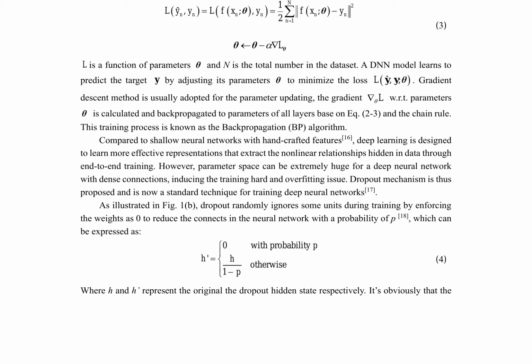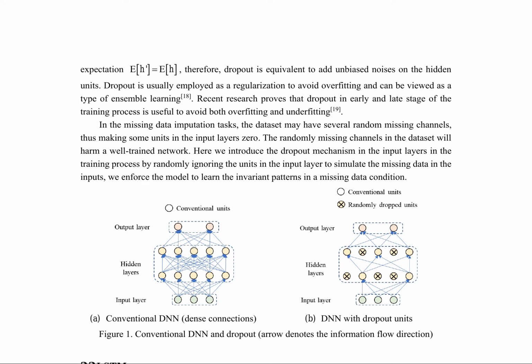The mean square error, MSE, loss function, defined in equation 3, evaluates the prediction performance of the DNN model. The model learns to predict the target output by adjusting its parameters to minimize the loss using the backpropagation algorithm. However, deep neural networks with dense connections can suffer from overfitting due to the large parameter space. To address this, the dropout mechanism, illustrated in Figure 1b, randomly ignores some units during training to reduce connections and prevent overfitting. This is equivalent to adding unbiased noises on the hidden units and can be viewed as a type of ensemble learning.